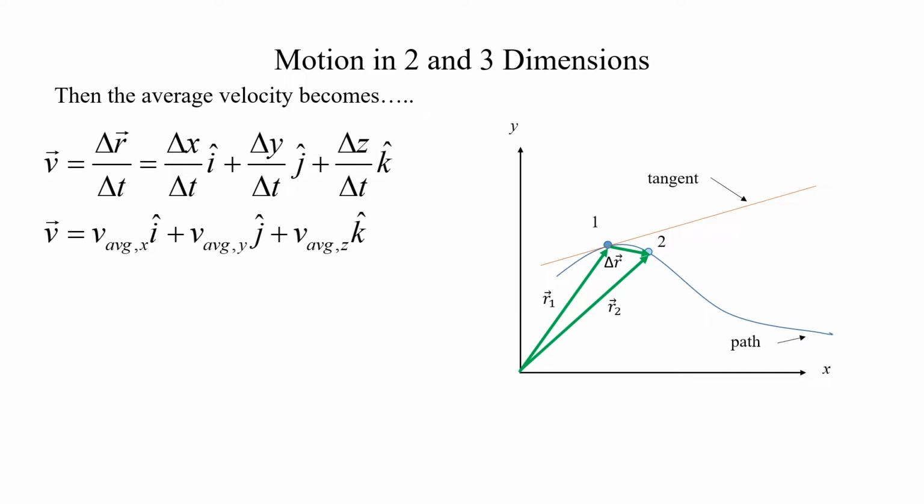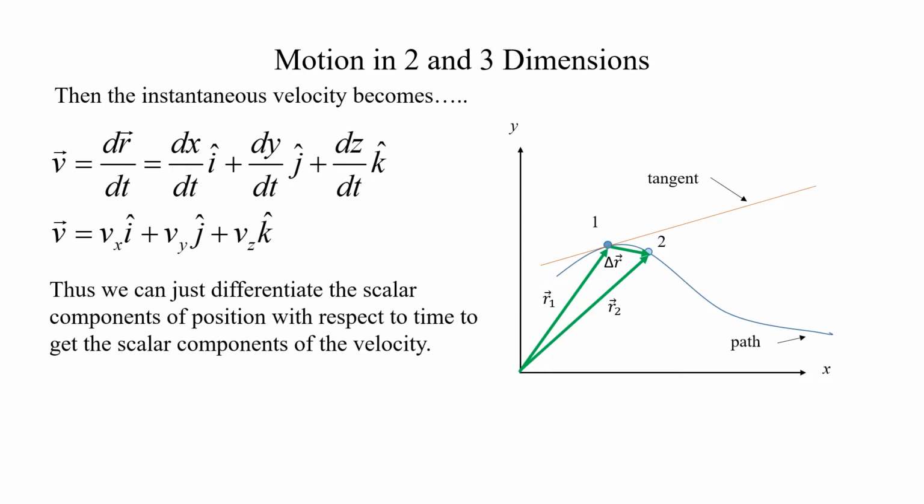So the diagram to the right, this is in the xy plane, and we have something moving in the xy plane. First we're at position 1, and then later we're at position 2. So this shows the position vector r1 and position vector r2, and then delta r is r2 minus r1, which points directly from position 1 to position 2.